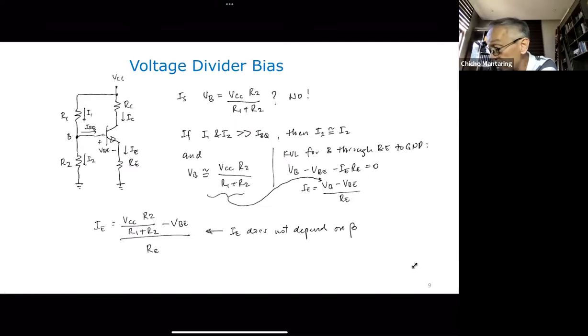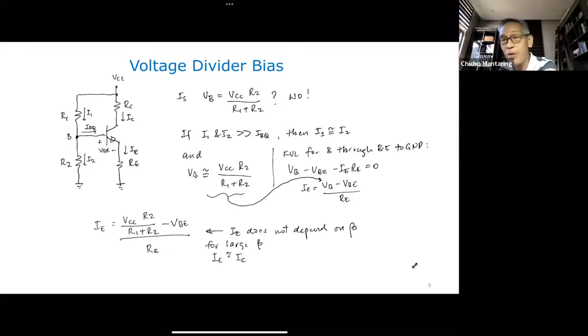And since I sub C, well, what is the relationship between I sub C and I sub E? I sub E is equal to, for large beta, I sub E is approximately equal to I sub C, right? For large beta. Okay, because I sub C is equal to beta over 1 plus beta times I sub E.